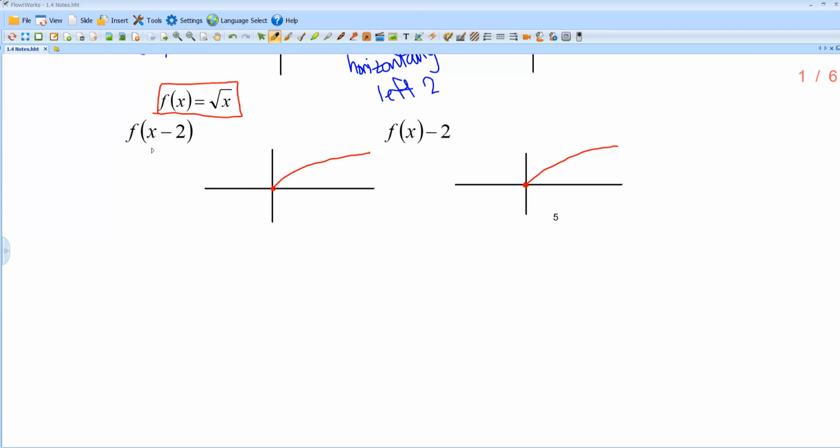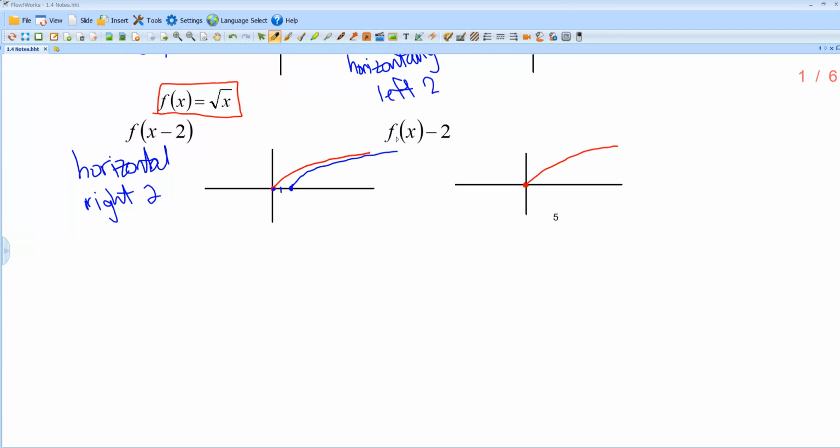So first, we have a shift. This is subtraction directly to x. Because it's inside that parentheses, I literally can read x minus 2 inside of that. So that means that this is horizontal. And because I see x minus 2, that means I'm actually going to the right 2. So I'll just take this starting point, move it to the right 2 units, and then have my function.